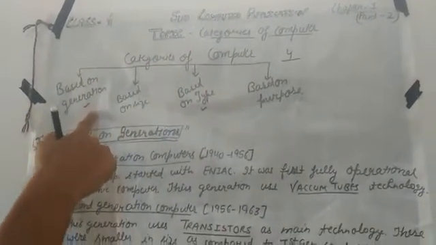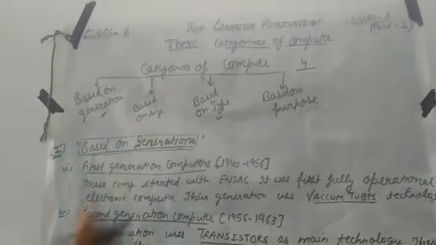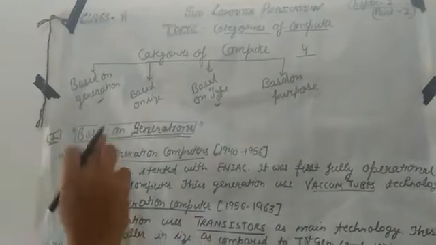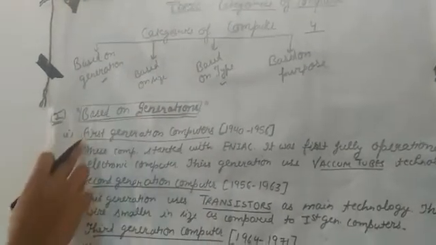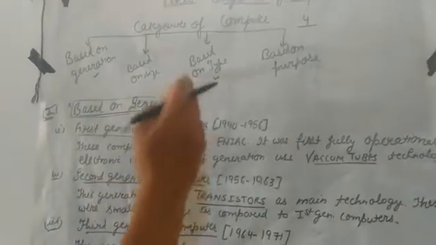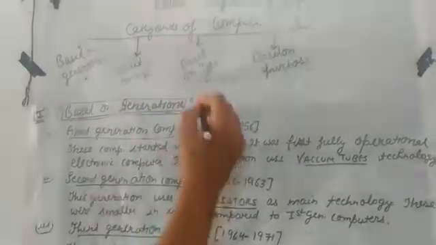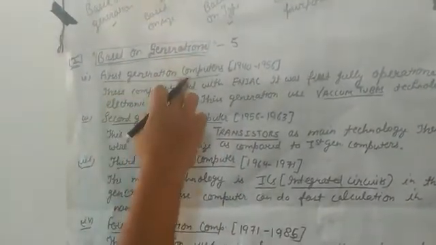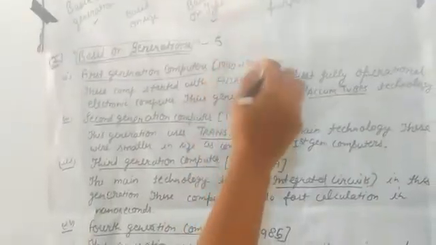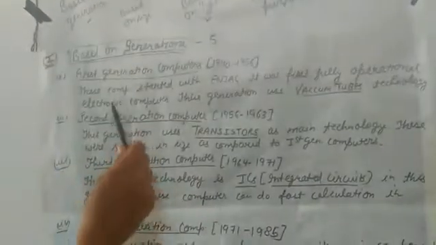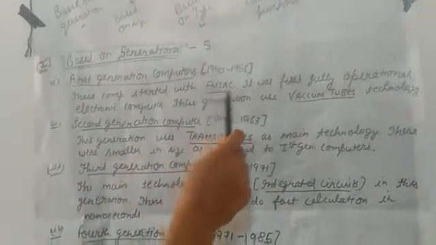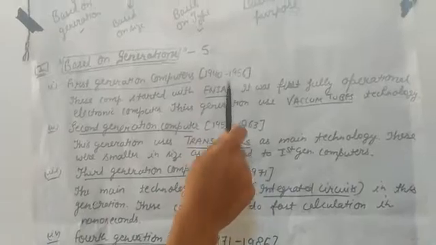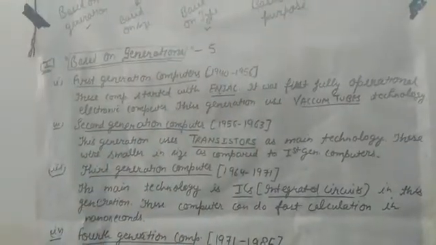As you have read in your previous classes also, the generations of the computer, again we are repeating it in class 6. So based on generation, number 1 is first generation computer. Basically computers are categorized under 5 generations, and these 5 generations we will learn from here. First generation computer exists from 1940 to 1956. These computers started with ENIAC. This all we have read in class 5th. ENIAC was the first computer.